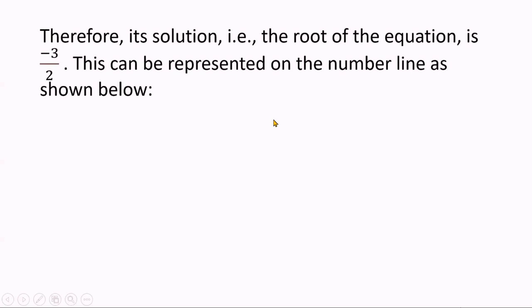Now let's try and geometrically represent this solution. We have a number line of real numbers, and we can mark this particular point as minus 3 by 2. This is a number line, and we know the line is made up of infinite points. So this point is minus 3 by 2.